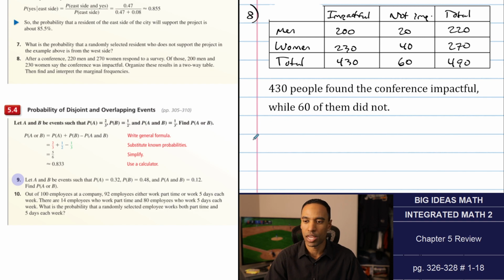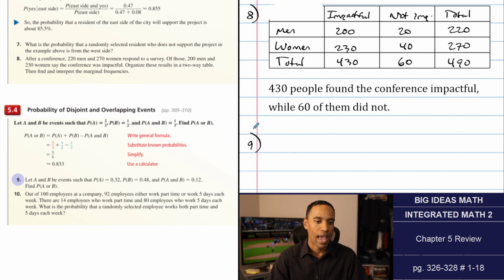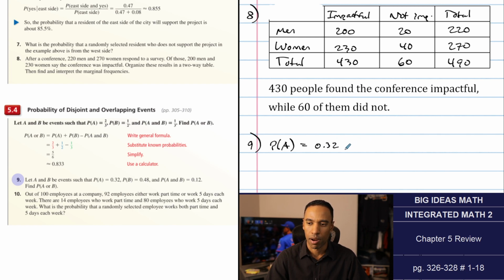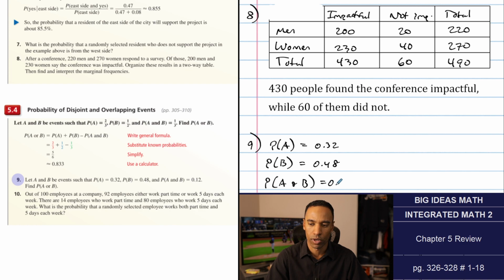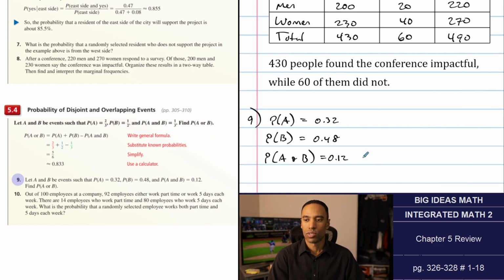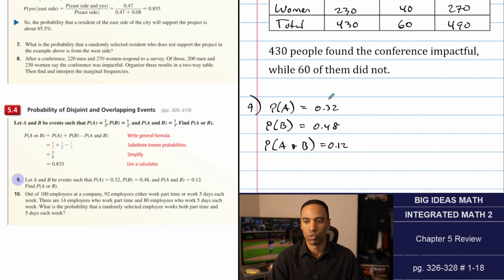Let's do the same thing for number 9, as that example is straight from there. They say use a calculator for the last division, but we don't always have to. Let A and B be events such that probability of A is 0.32, probability of B is 0.48, and probability of A and B is 0.12. These events are not mutually exclusive, because there's a chance that when A happens, B can also happen.